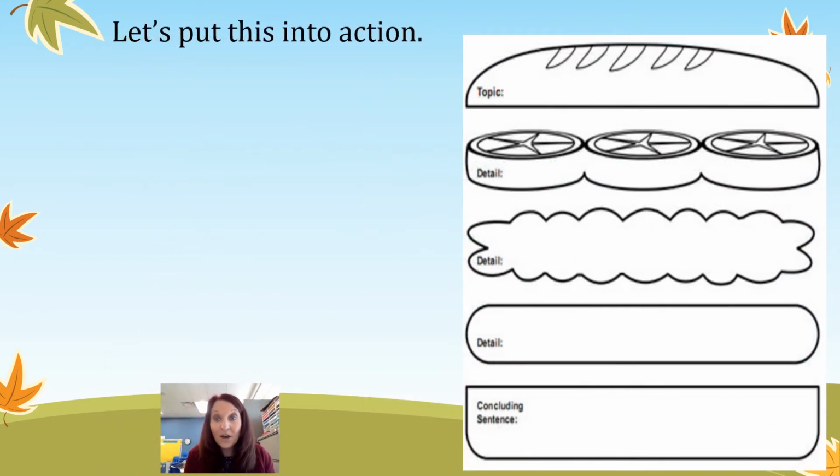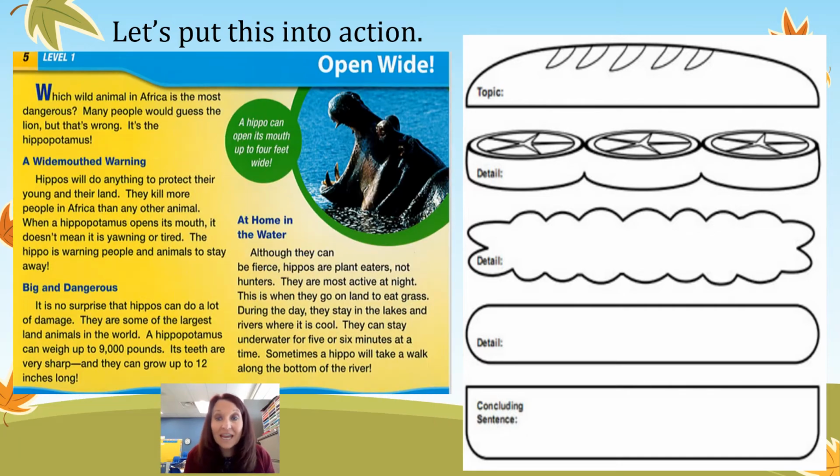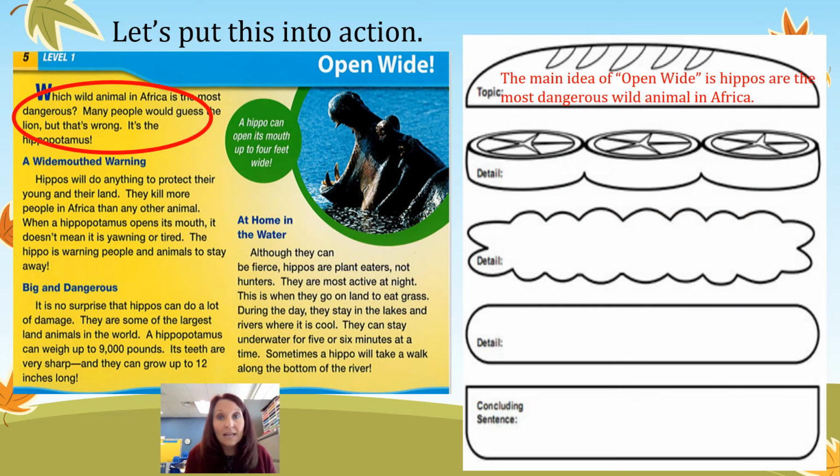Okay, so here's how we're going to put our hamburger writing into action using a text. So I'm taking the story from something you read last week called Open Wide. This is the story about the hippos. And the first thing I need to do is find the main idea of the story. And since we've already read this, I circled the part of the text that gave you clues about what this story is mostly about.